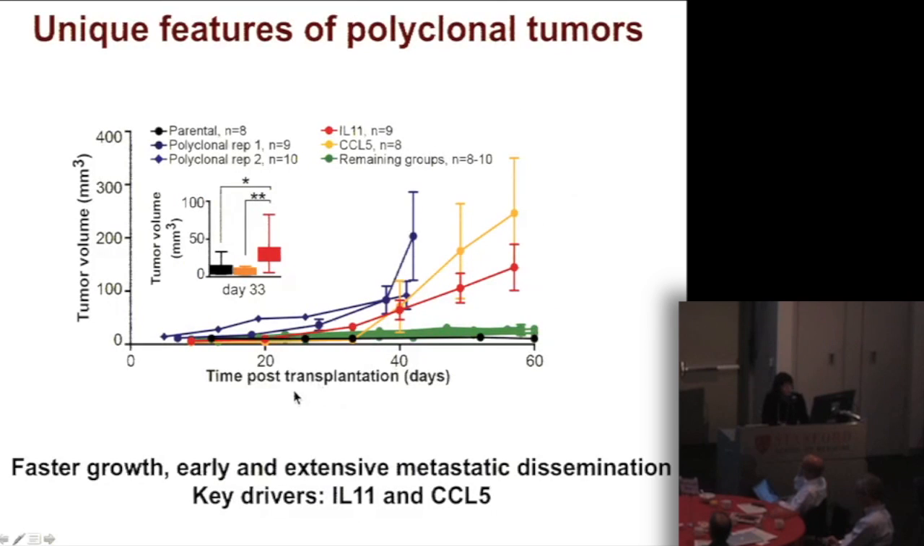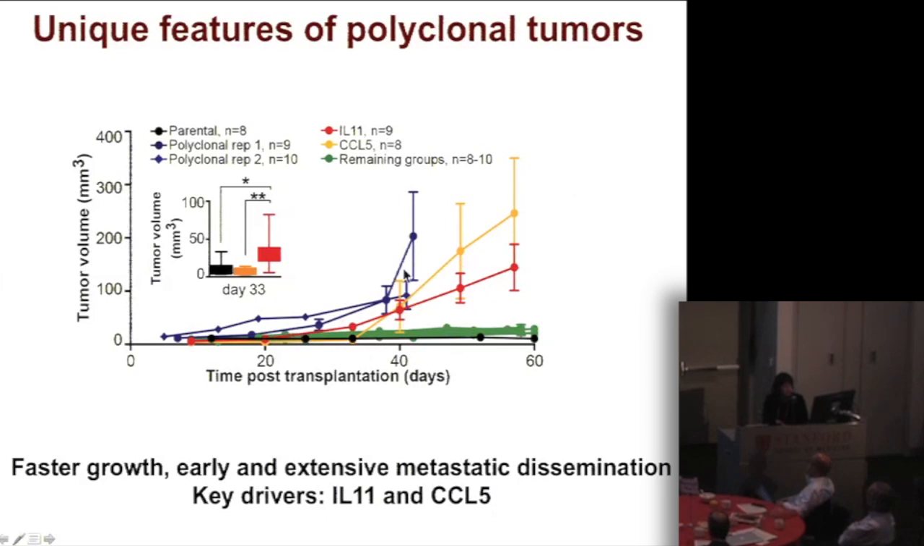One interesting thing first: if you look at these many green lines, most of the clones did not grow better than the parental cells. Pretty much almost all of them had about the same growth rate as the parental cells. Only two clones, CCL5 and IL-11, were able to drive the outgrowth of the tumor on their own, meaning when we mixed 5% of these clones against 95% of the parental cells, these grew faster than the parental tumors.